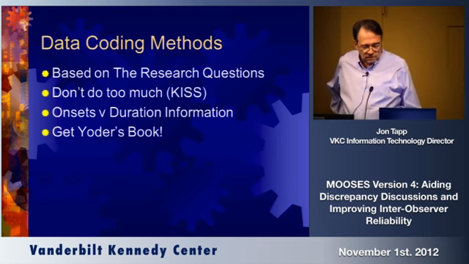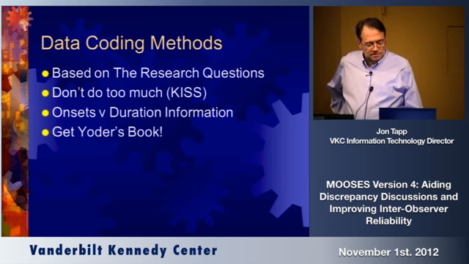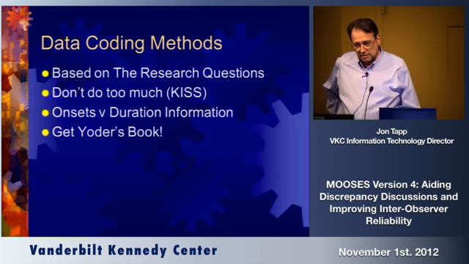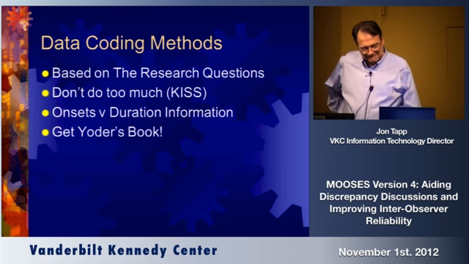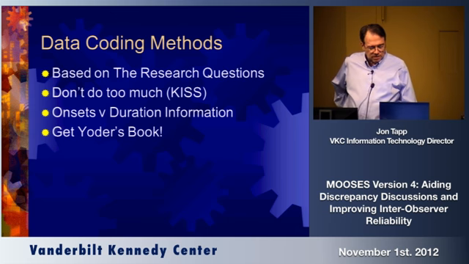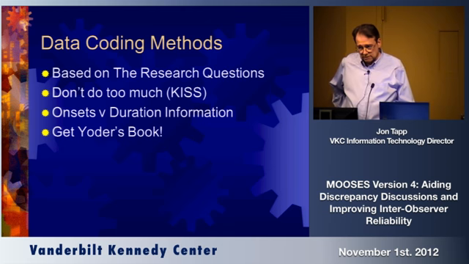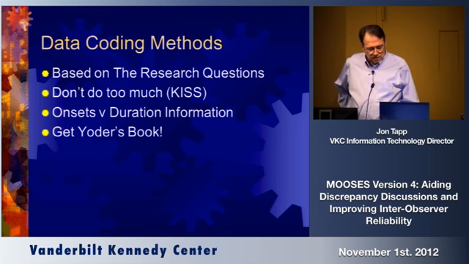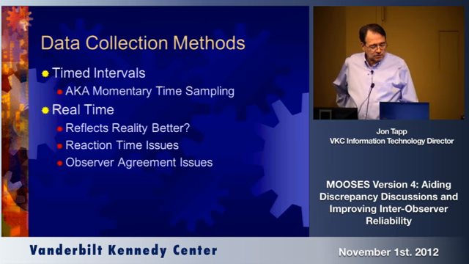This is my soapbox. Get Yoder's book. Don't do an observation system because somebody else did it. I don't know, maybe Paul can talk a little bit about that, but what I see is a lot of people taking an observation system that doesn't really fit their research question and using it just because it's there already. And don't collect too much. People tend to think, just because I'm collecting, I'm going to collect everything that I can collect. Well, then you don't get anything in the end. So that's my soapbox.